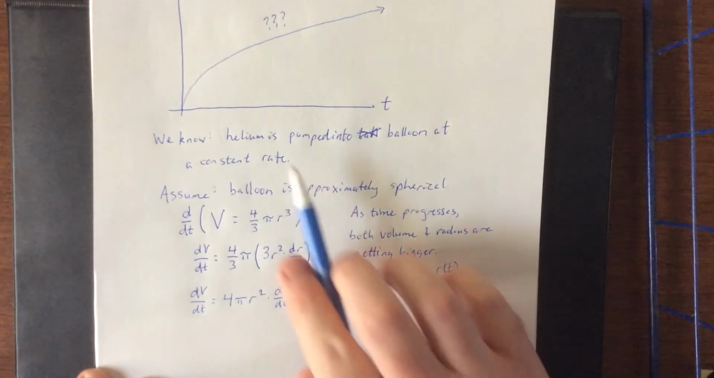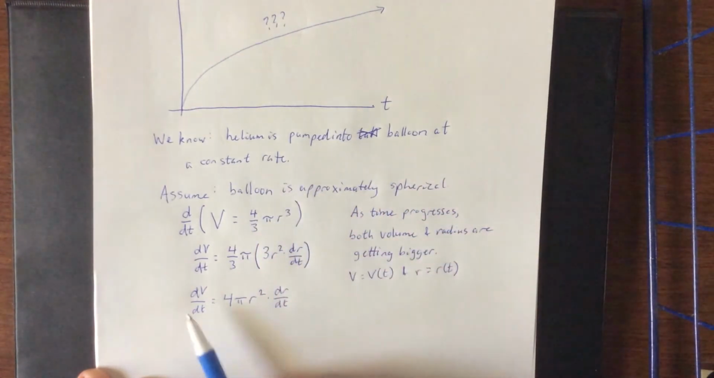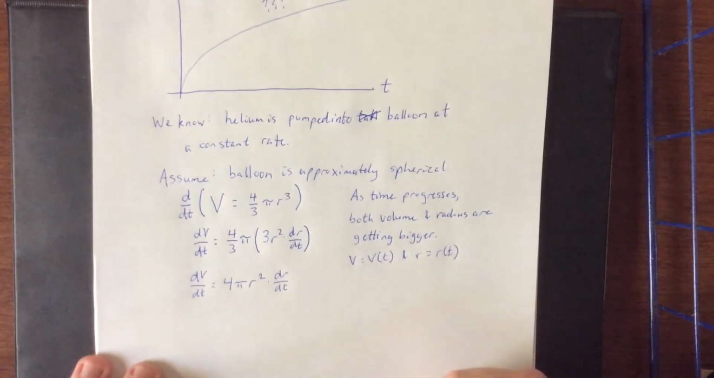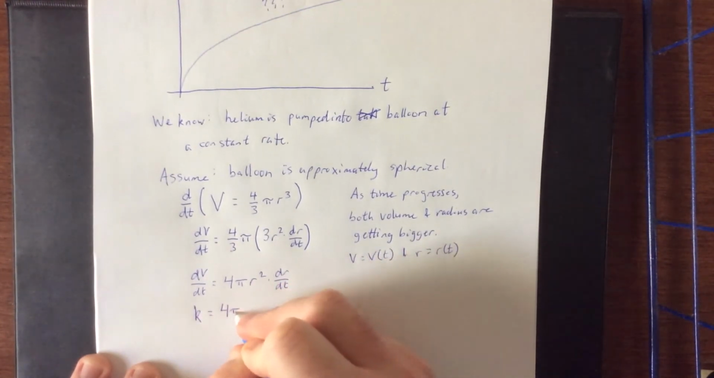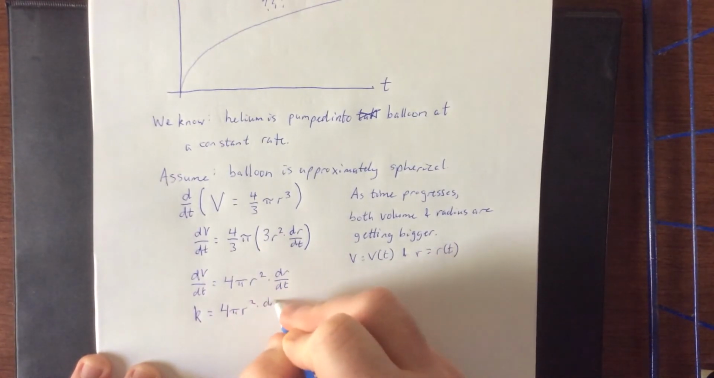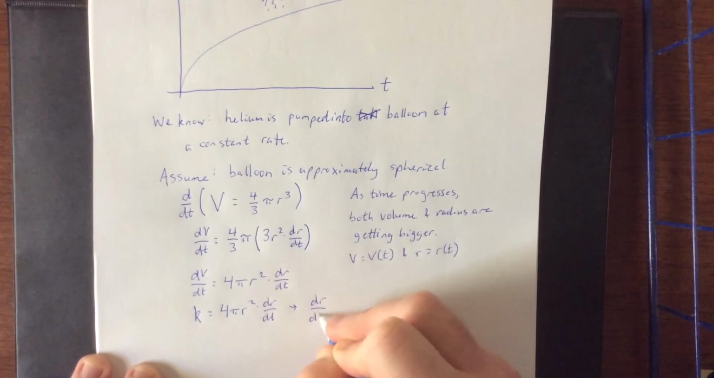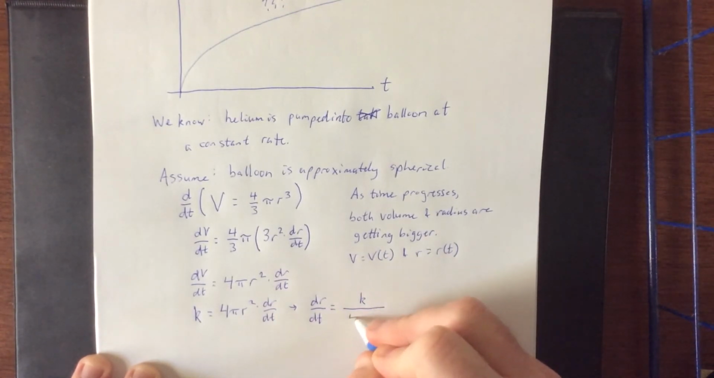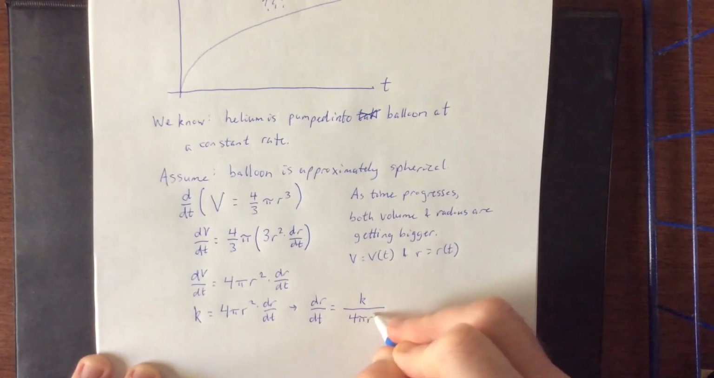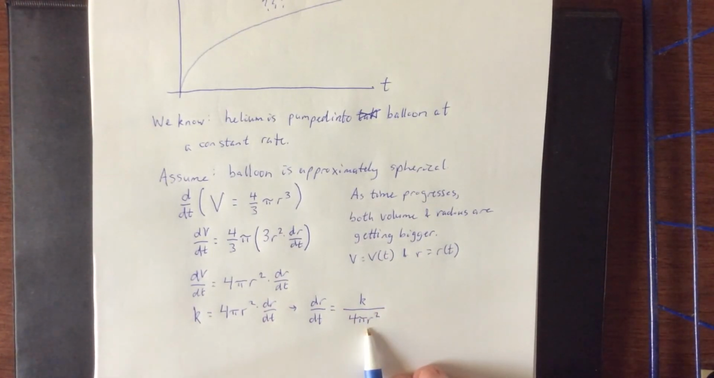We also said earlier that the helium is being pumped into the balloon at a constant rate. That means that this quantity, dV over dt, is just some constant. We'll use k for that constant. Now, if we solve this relationship for dr dt, we are going to get whatever that constant rate flow is divided by 4 pi r squared, which, for the record, 4 pi r squared for a sphere represents the surface area of the sphere.